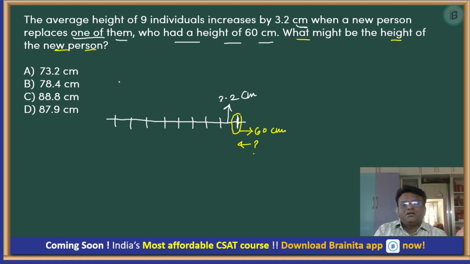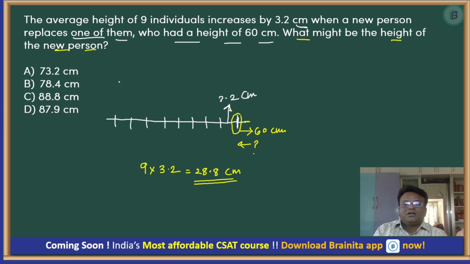Now see here what is happening. You have 9 people, and they have some average. This average went up by 3.2 centimeters. So for 9 people, to increase the average by 3.2 centimeters, you need to add the height of 9 into 3.2, which is 9 threes are 27 plus 1.8, 28.8. So you need to add 28.8 centimeters to take the overall average height of these 9 individuals to the original average plus 3.2.